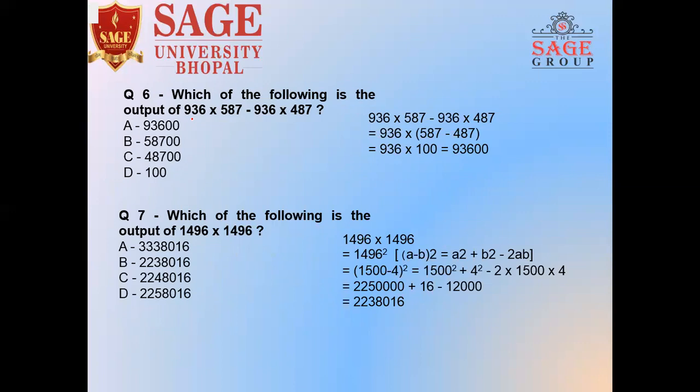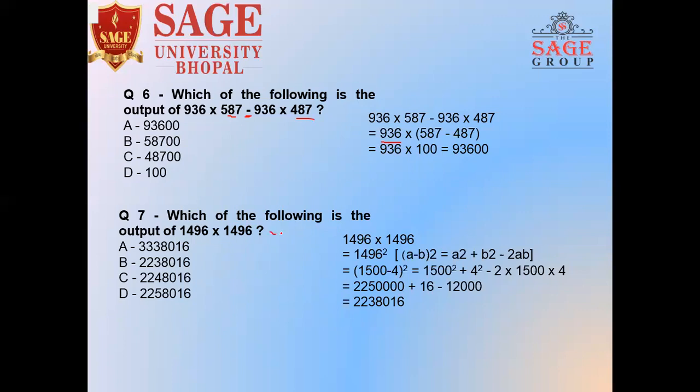For question number 6, 936 into 587 minus 936 into 487. 936 is the common term, take it out separately. The remaining terms are 587 and 487, and the sign is negative. So check the difference. 587 minus 487 is 100. 936 into 100 is equal to 936,000, which is the answer.